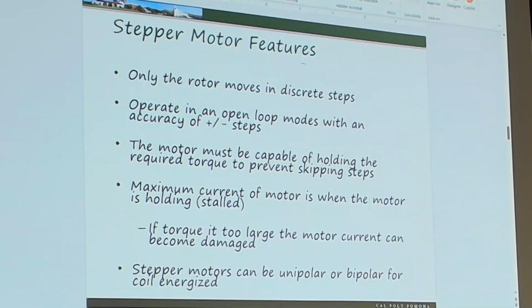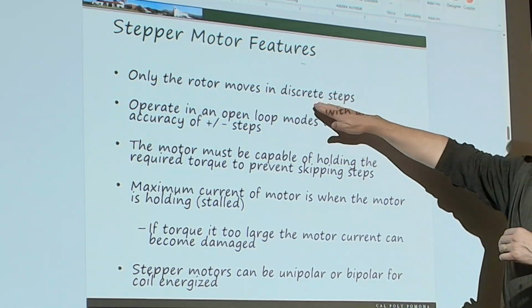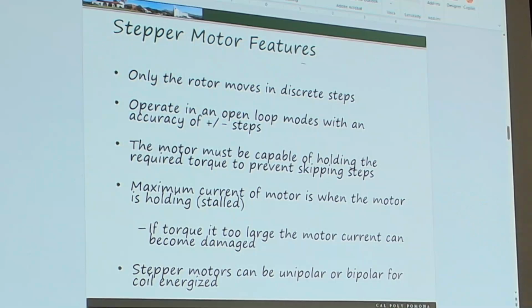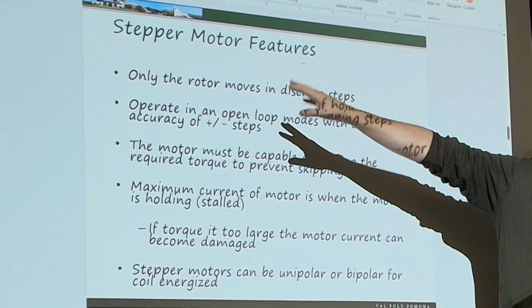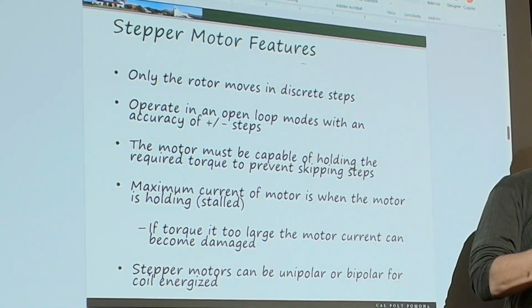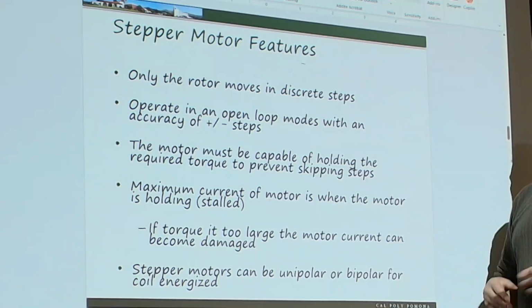Alright, so a stepper motor, only the rotor is going to move. It's going to move in discrete steps based on the number of outer magnets versus the inner magnets. We're going to call those steps. We can do this in an open loop capacity. In fact, more often than not, we do this in an open loop. Steppers are open. Is it the best design? No. Is it a simple design? Sure. Does it get the job done? For most of your 3D printers, yes.